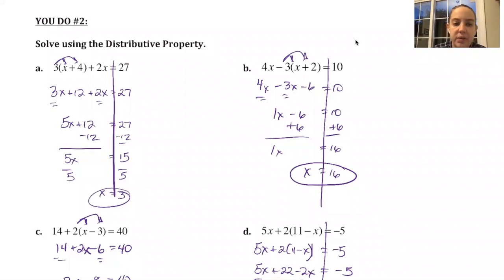All right, so solve using the distributive property. In letter A, I distributed the 3 on both sides of the parentheses. I combined like terms, 3x plus 2x is 5x plus 12. Subtracted 12 on both sides, and x equals 3. In letter B, I distributed the -3, so 4x minus 3x minus 6 equals 10. 4x minus 3x is 1x. I added 6 on both sides. X is equal to 16.